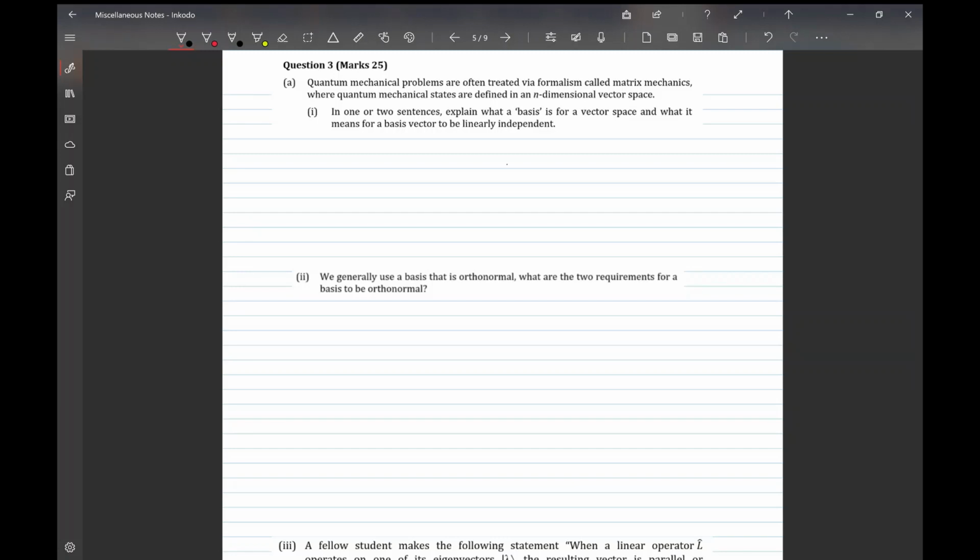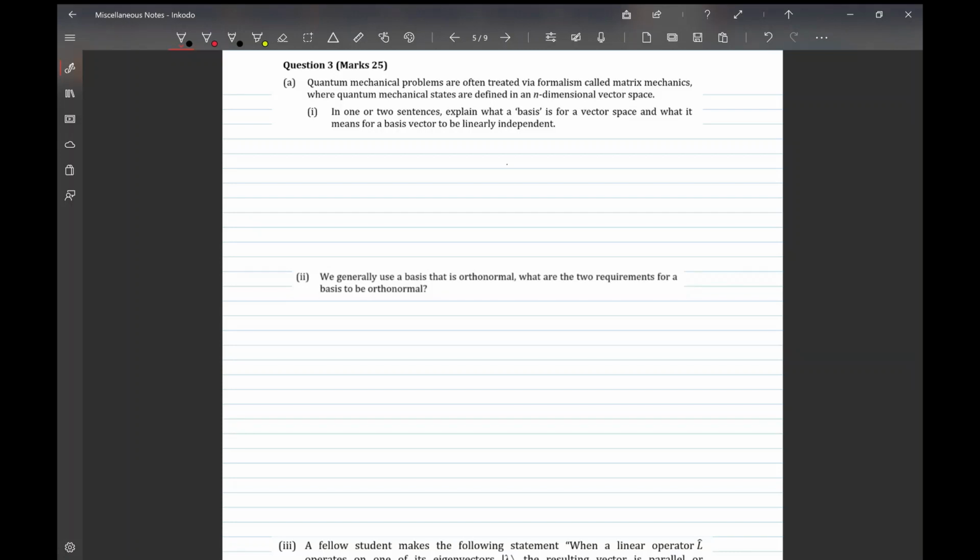So now we're going to go through question 3. Part A says that quantum mechanical problems are often treated via a formalism called matrix mechanics, where quantum mechanical states are defined in an n-dimensional vector space. So these first few questions are going to be asking us, do we recall our basic knowledge of linear algebra?